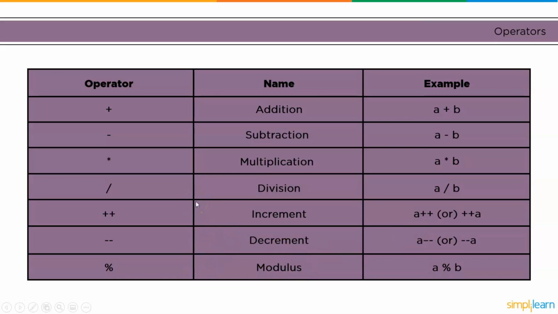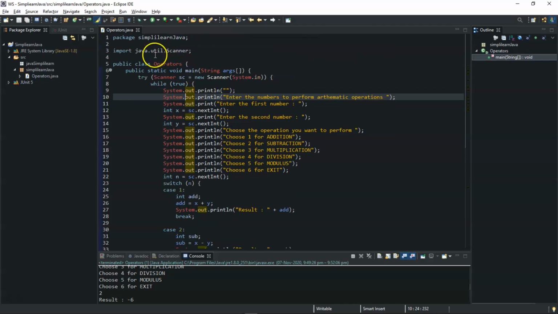To understand the operators that we use in Java in a much better way, let's try to execute a sample program. On my screen you can see a program which is based on operators. We are currently on the Eclipse IDE.